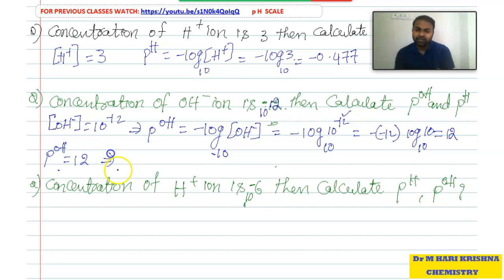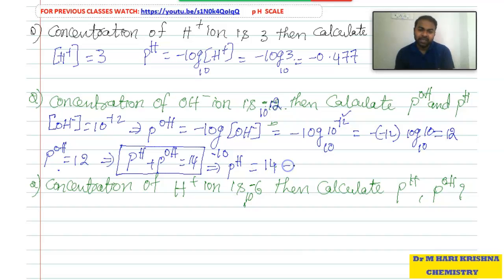Then how to find out pH? pH plus pOH equal to 14. So based on this formula we can substitute the pOH value. pH plus pOH equal to 14. Then pH equal to 14 minus pOH. 14 minus the pOH value, which is 12. So 14 minus 12 is 2. So we can get the pH value as 2.